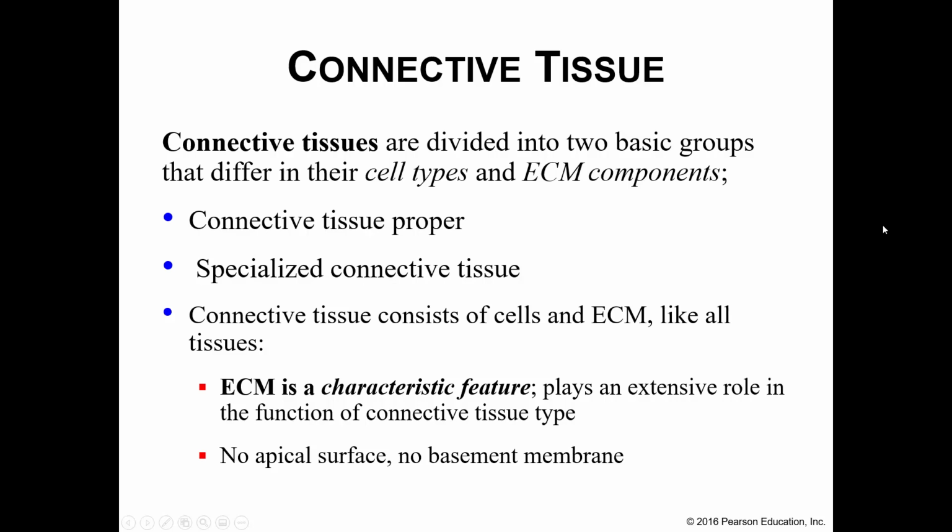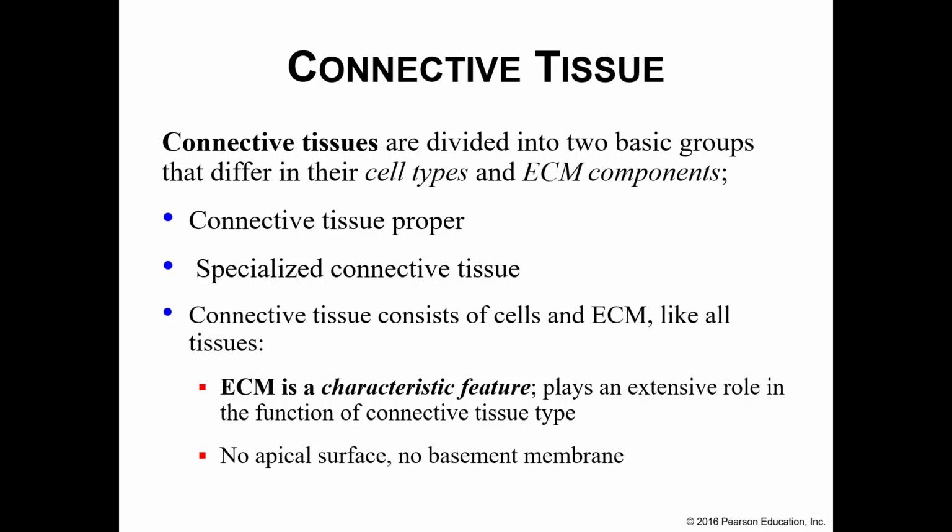In this lecture, we're going to discuss connective tissues. These are going to be divided into two main groups. The differences are going to be the types of cells that we find and the components of the extracellular matrix. So first we have connective tissue propers, and then we have specialized connective tissues as well.